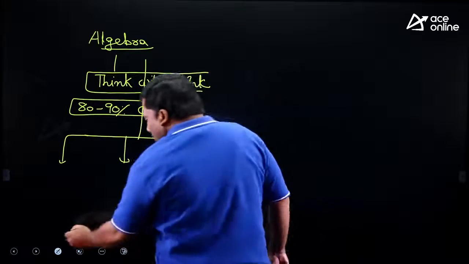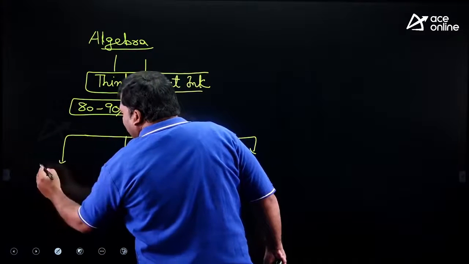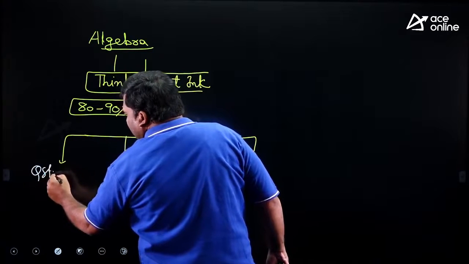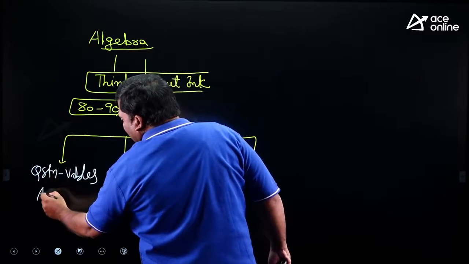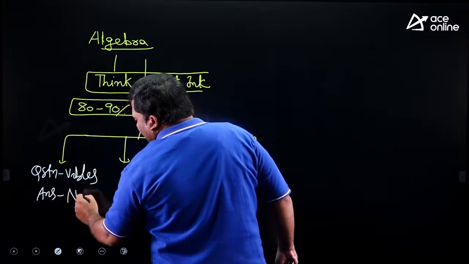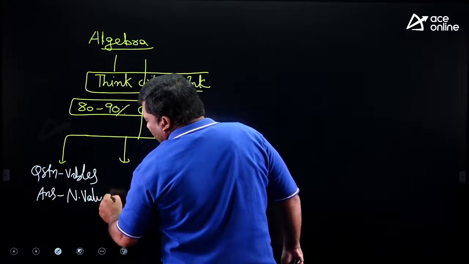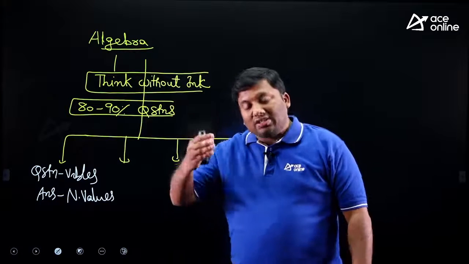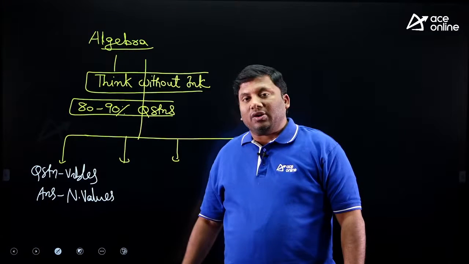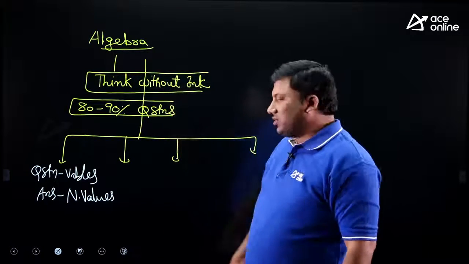The first thing: the question will have variables, and the answer will have numerical values. Question has variables, answer has numerical values. I will explain it once we write all this, and then I will show you how the questions will be.